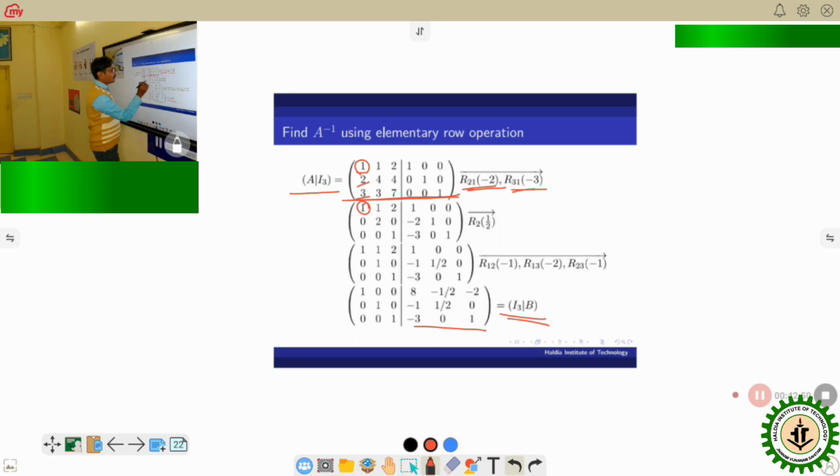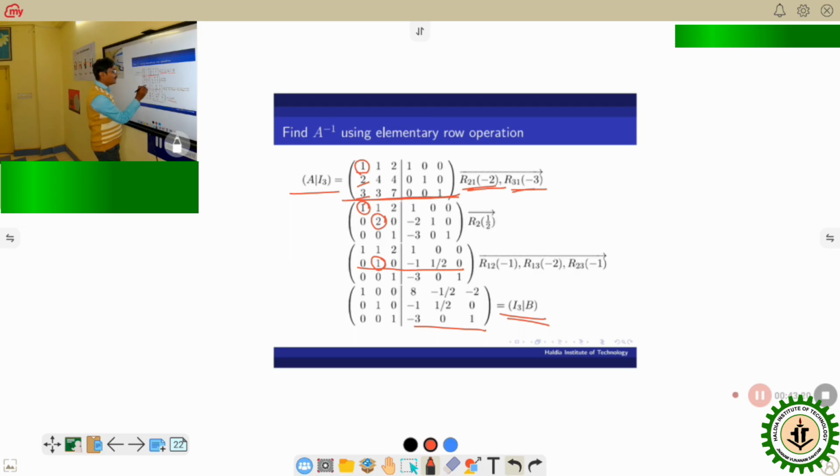Next go to the second row. Here the first non-zero element is 2, and 2 should be 1 first. For that we multiply the second row by half, and we get this matrix. In the second row, all the other entries are the same. After getting the leading one, what is the technique? Below the leading one and above the leading one, all entries should be 0. Below the leading one, it is already 0.